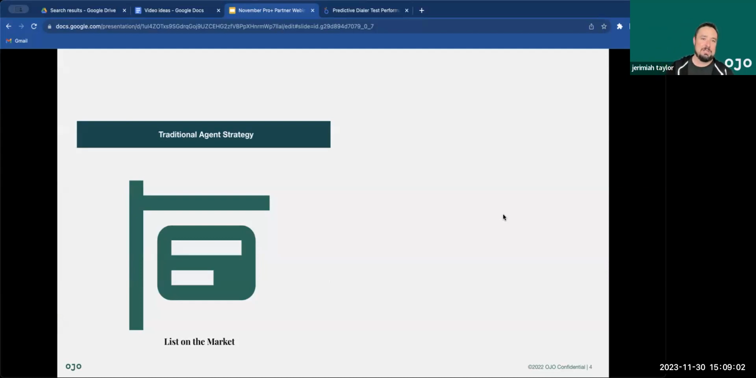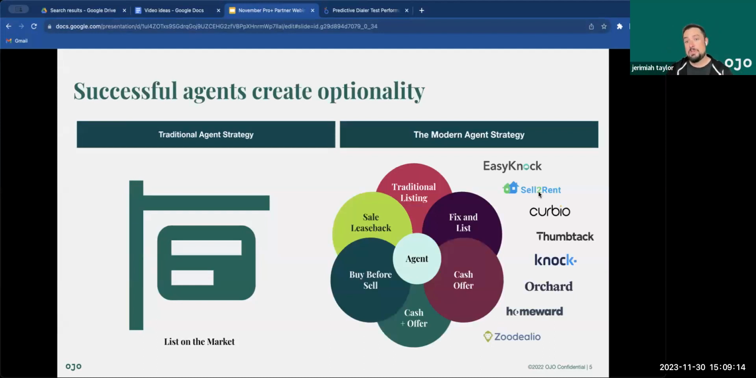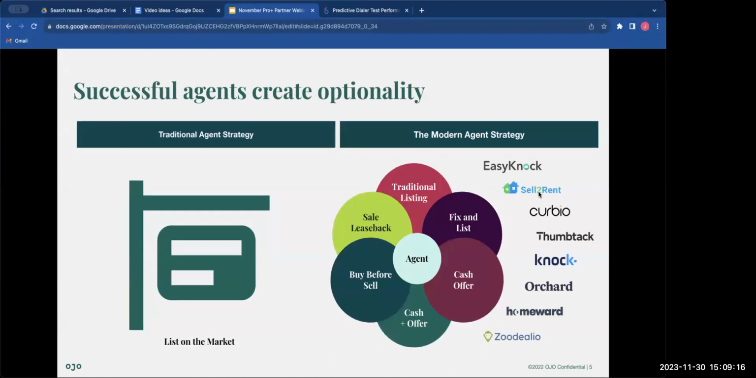This is the way that agents have always done business. Hey, list with me. I'm the best agent. I sell homes the fastest. I sell them for the most money. I have the biggest billboards. Well, through 2020 and into 2022, and now especially in 2023, there's a bunch of new options out there.